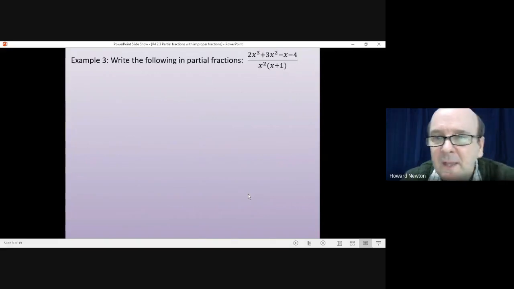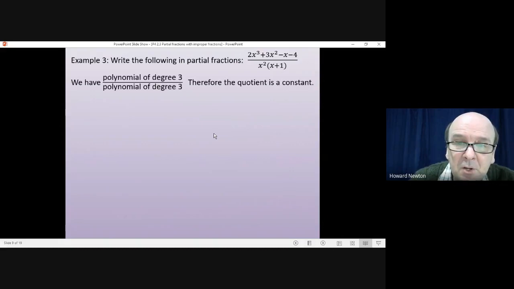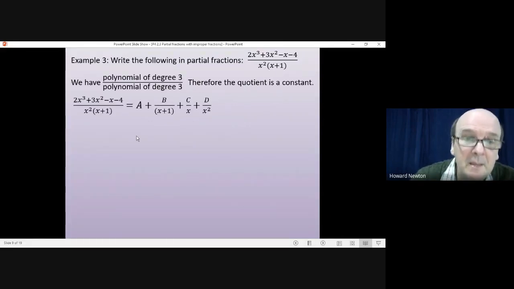Okay, example 3. Write the following in partial fractions. Now, if you look at the top, we've got a cubic. If you look at the bottom, if we multiply the brackets, we've got a cubic again. So it is still case 1, this. We've got a polynomial of degree 3 divided by a polynomial of degree 3. So again, that means that the quotient is a constant. What does that mean? It means if we write this in partial fractions, a there is the quotient, and that will be a constant. And then we've got a repeated factor.